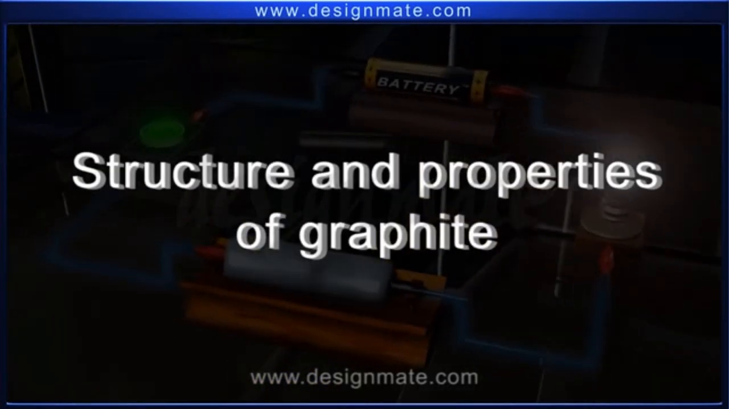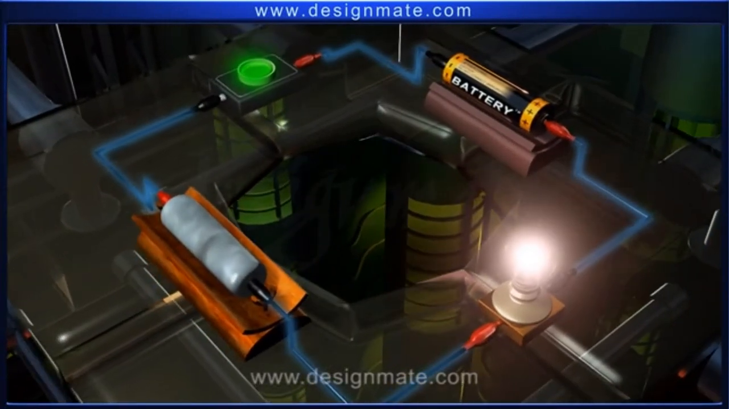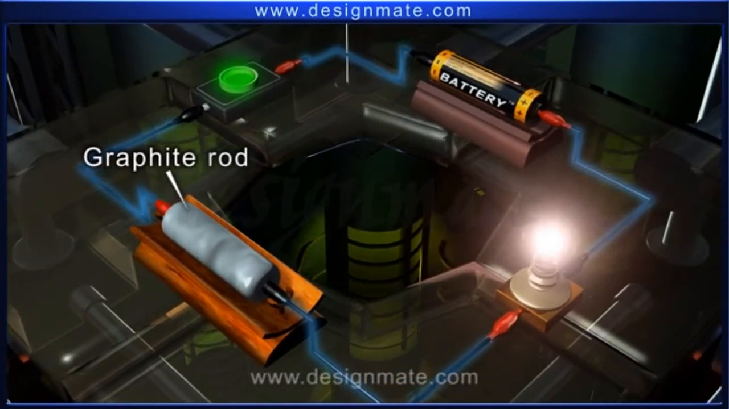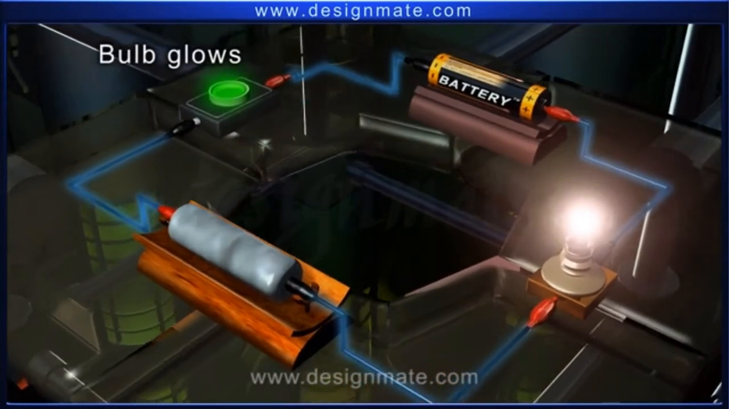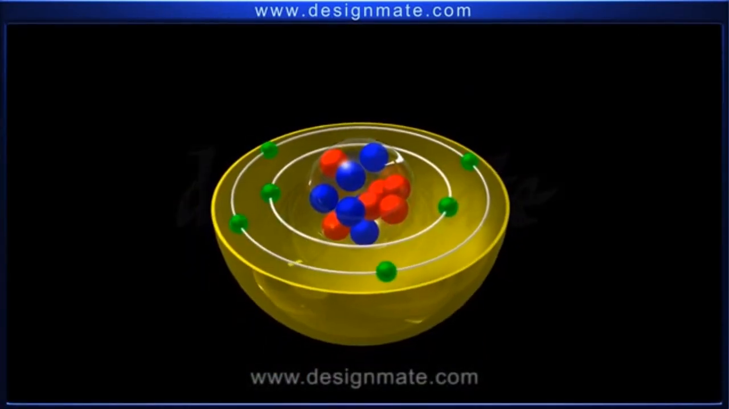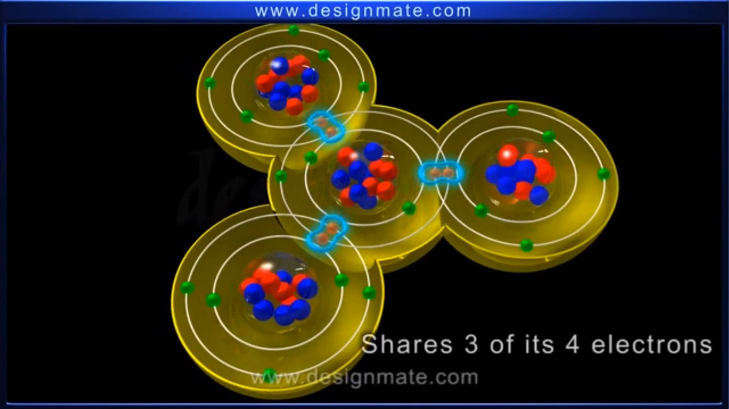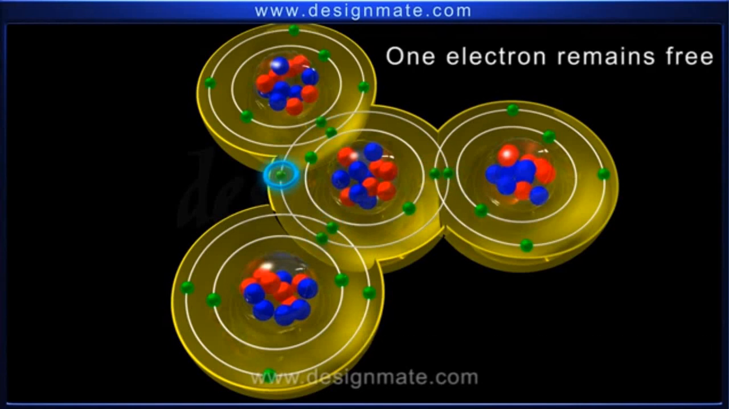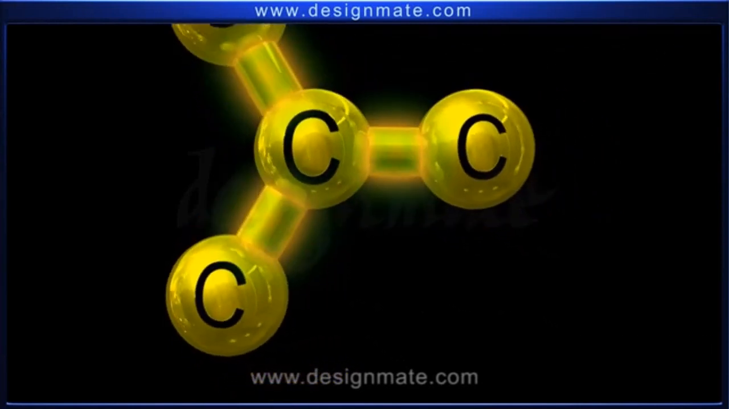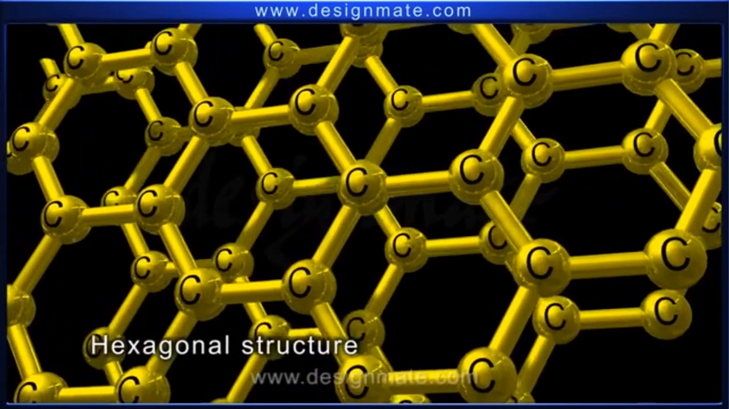Structure and properties of graphite. When an electric current is passed through a graphite rod, the bulb glows, indicating graphite as a good conductor. In graphite, out of the 4 valence electrons of carbon, it shares 3 electrons with 3 other carbon atoms, while 1 electron remains free. This forms a hexagonal structure.